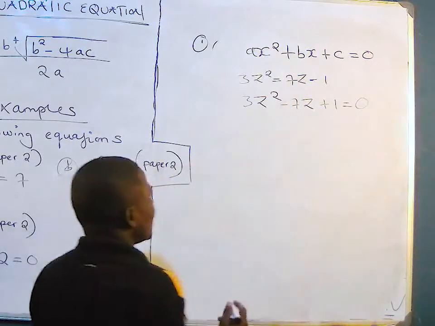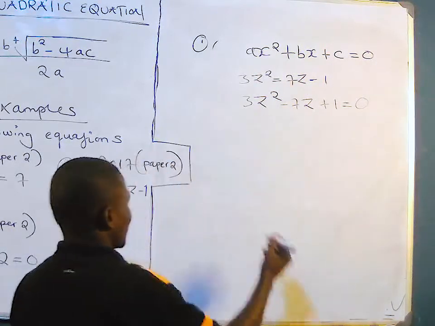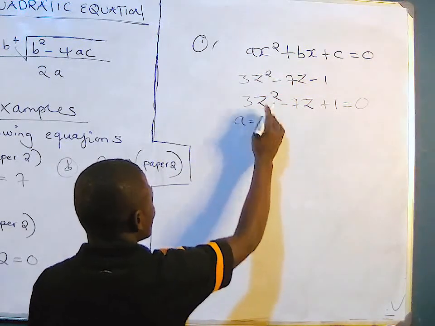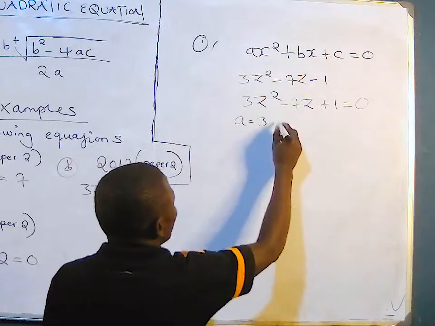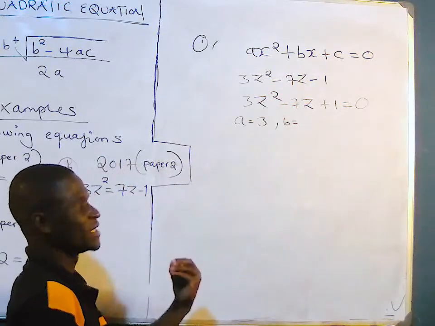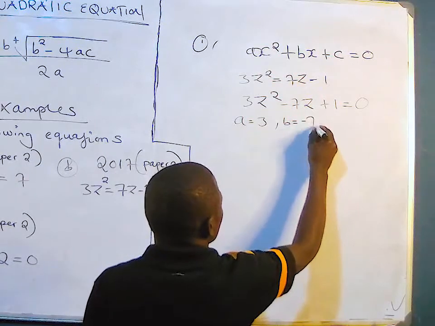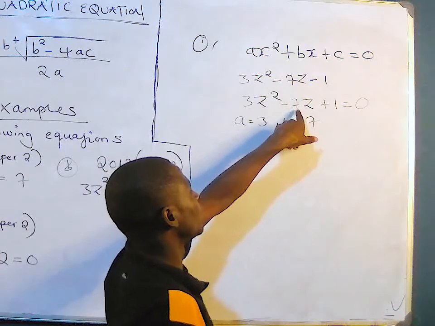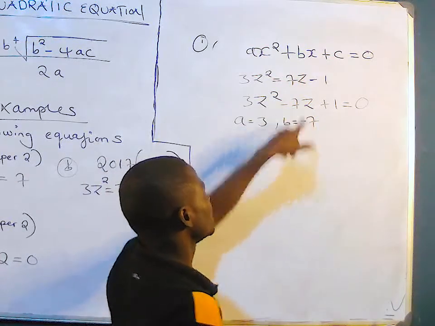So now, first we need to observe which one is our A. Here our A is 3. Please don't include the z. Our B, we just get the coefficient, which is negative 7. So the coefficient of z squared is 3, and the coefficient of negative 7z is negative 7.